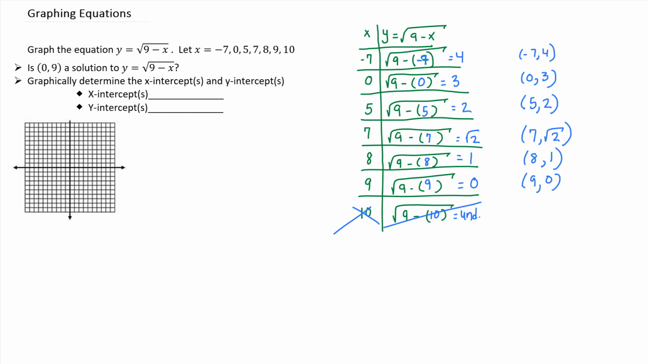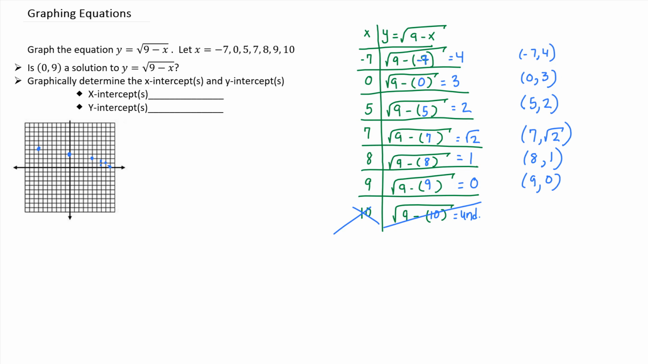And so then it just boils down to, can you plot each of those points? So negative 7, 4 would be here, 0, 3, 5, 2, 7, square root of 2, which remember square root of 2 is somewhere between 1 and 2, 8, 1, oops, I actually meant to go here, sorry, 8, 1, and then 9, 0, and then anything beyond 9 is outside of our domain, so there's no graph on that side of 9.